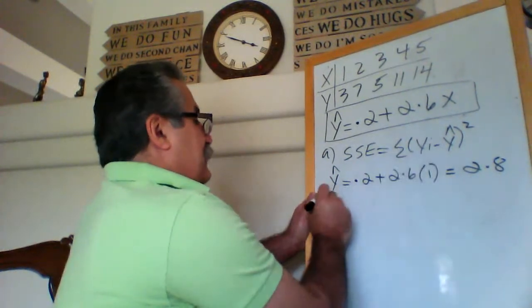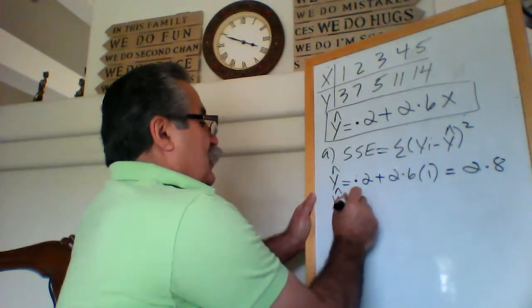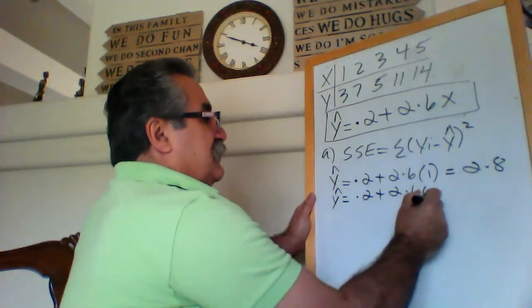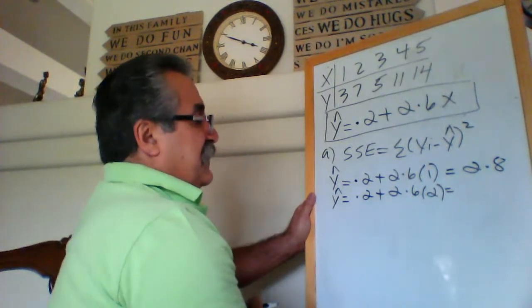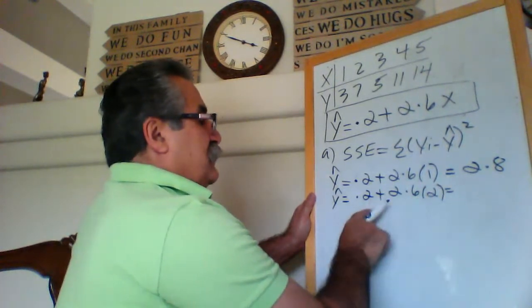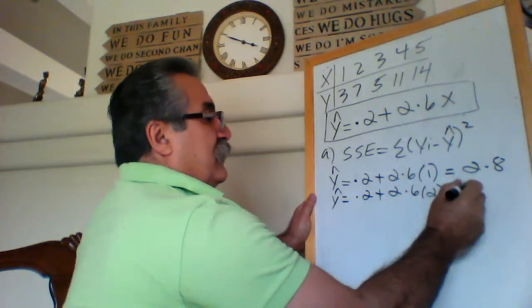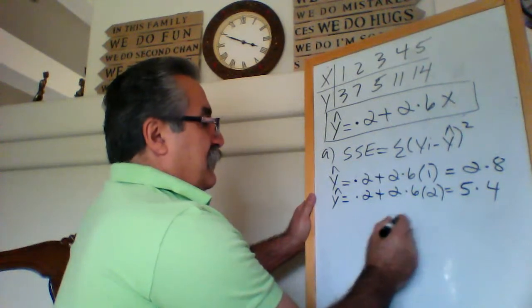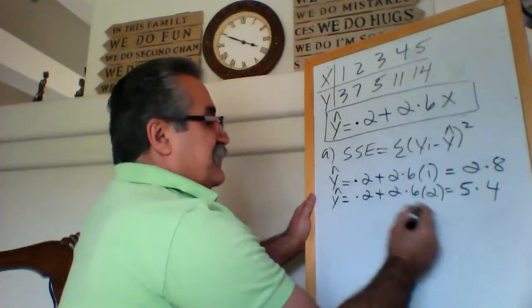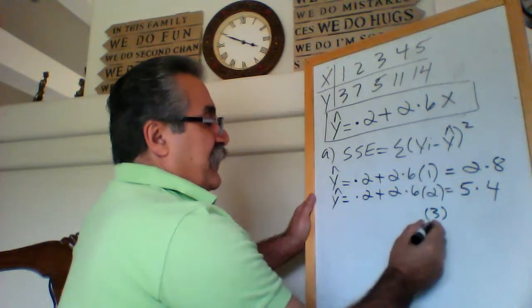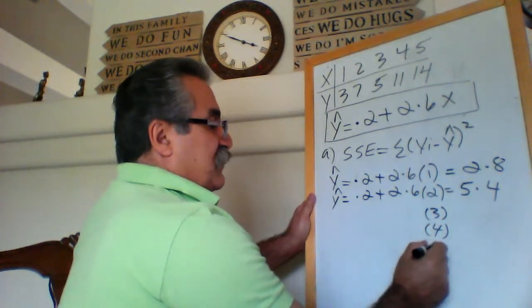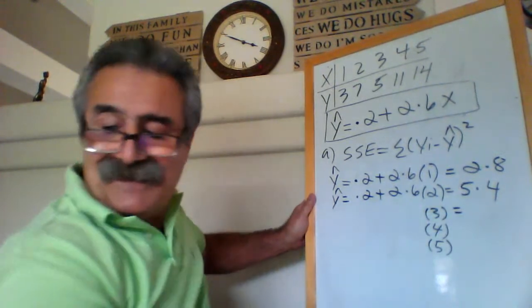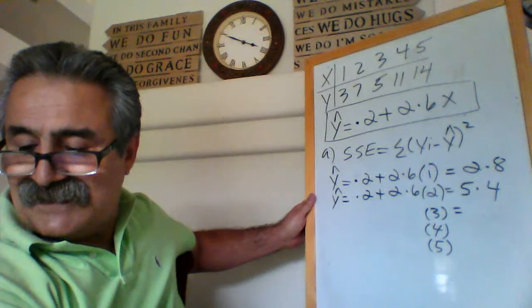So another y hat: 0.2 plus 2.6 times 2 is equal to 5.2 plus 0.2, that's 5.4. We do everything the same for the other ones, when x is equal to 3, when x is equal to 4, when x is equal to 5. So that would be, I think I have those values.